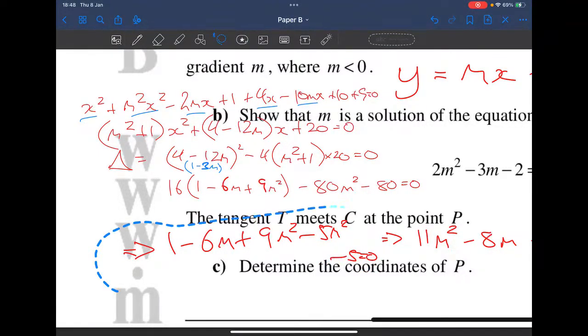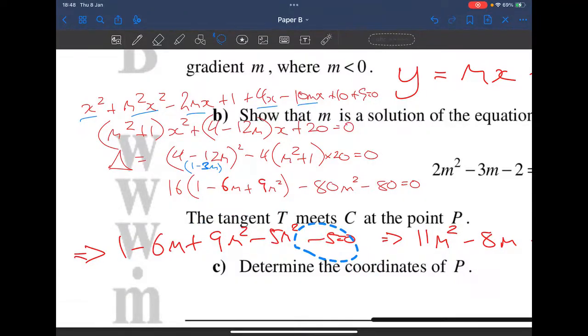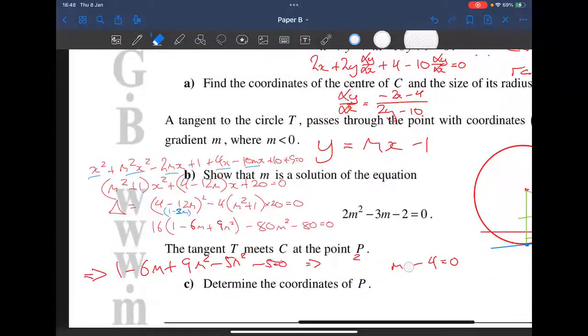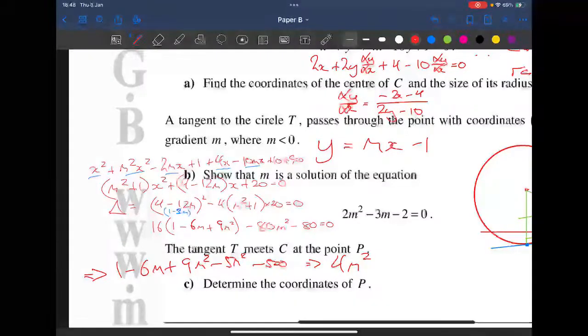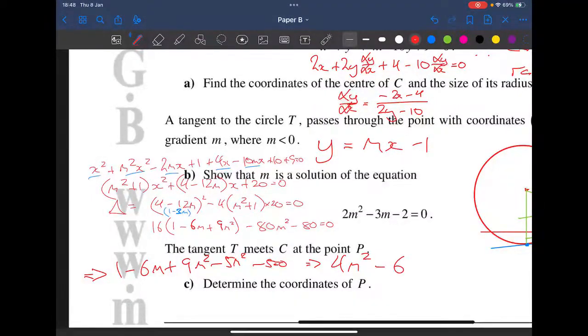Let me put this back on the correct line. Starting from there again, how many m squareds do we have? We have 4m squareds for 9 take away 5. And we've got a minus 6m and a minus 4, 1 take away 5. So again, we can divide by the 2. So 2m squared minus 3m minus 2 is equal to 0.